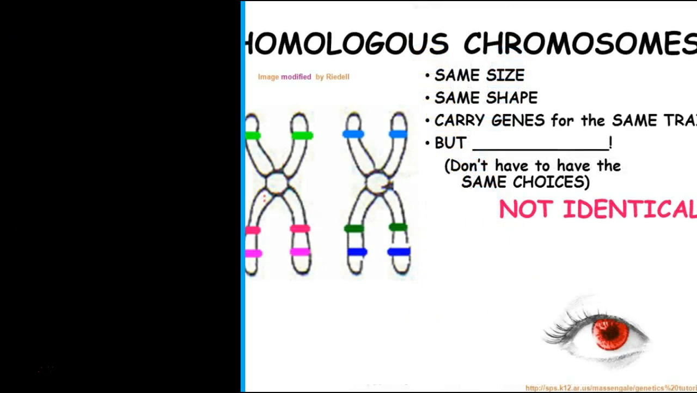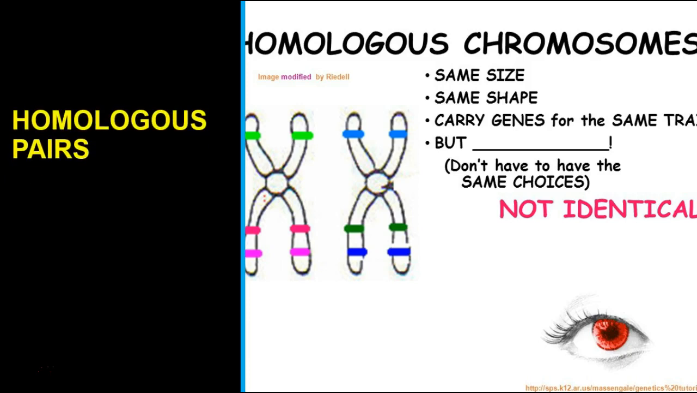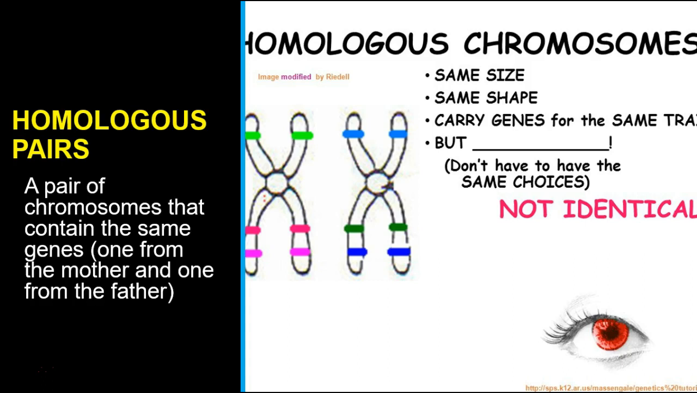The other thing we need to talk about is the homologous chromosome. A homologous pair of chromosomes is a pair of chromosomes that contain the same genes, one from the mother and one from the father. Now, each organism might have multiple chromosomes, but those chromosomes match within those homologous pairs.